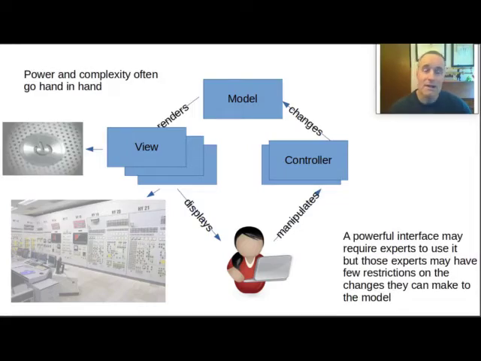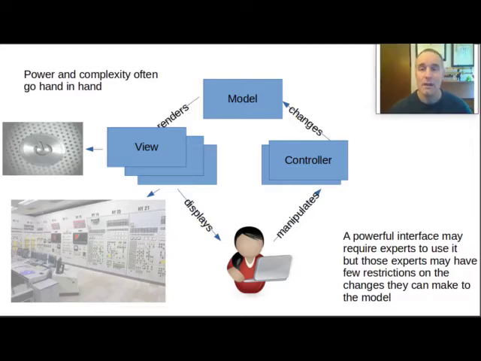So power and complexity go hand in hand. A powerful interface may require experts, but those experts will in turn have very few or a small number of restrictions on the changes they can make to the model. Whereas if you have a highly simplified interface, there's a natural limitation on the number of things that a user can do. And if you design this correctly, appropriately, that's a good thing.